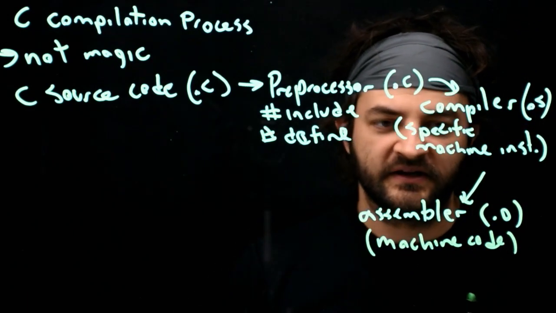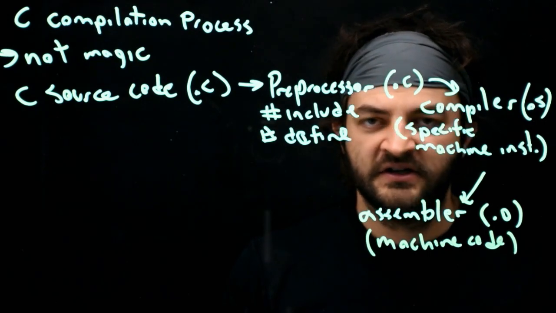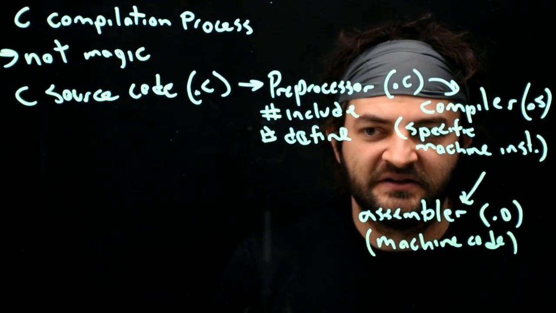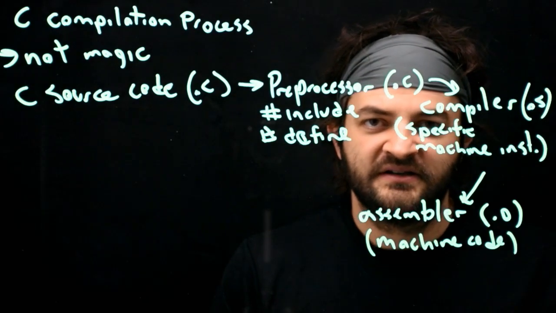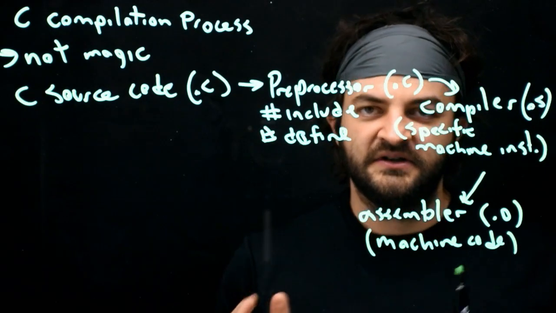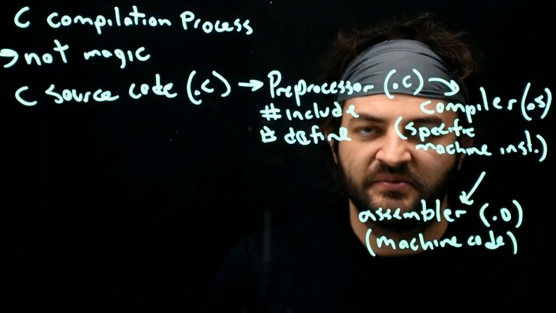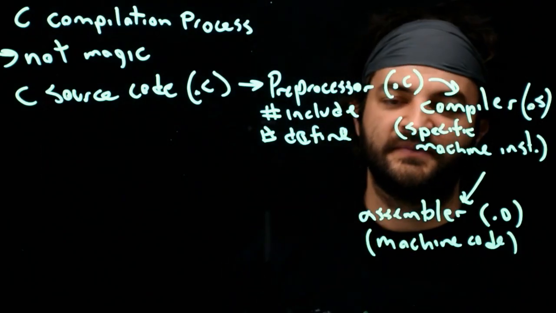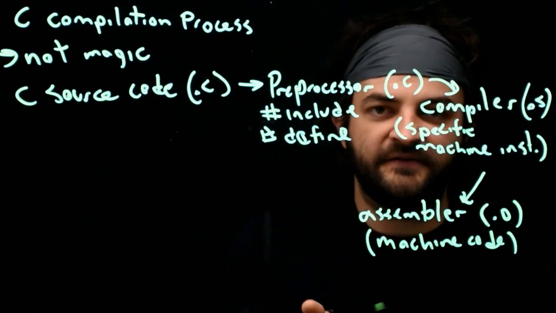So if you open a .o file in a text editor, you won't be able to read it. The data will not be in ASCII characters. We'll talk about ASCII as well at some point. So that's no longer something that we can interpret. But it's not the final executable.